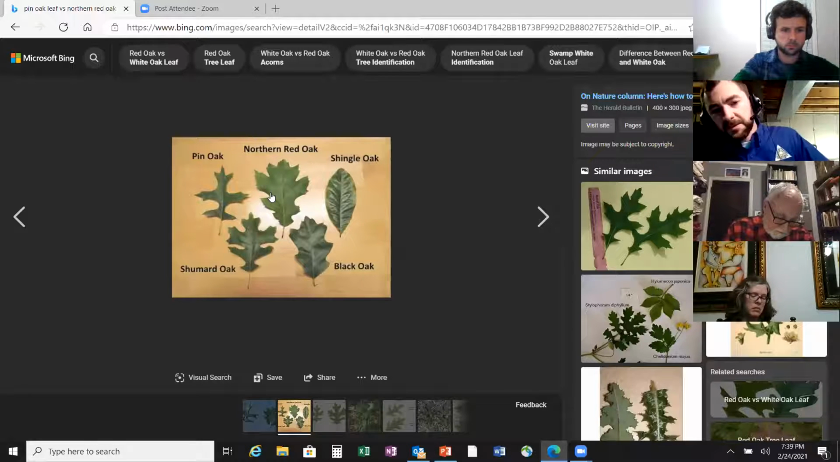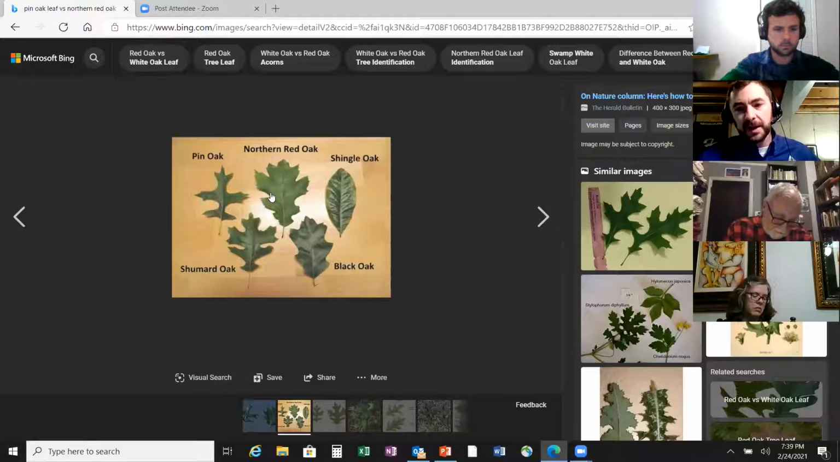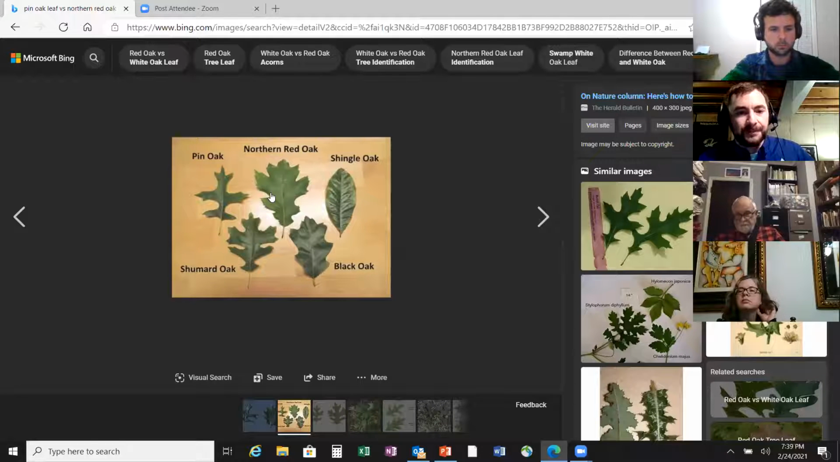So that's where sometimes it can be good to look at the bottom of a tree and see some of those leaves on the ground and maybe use them to get in the ballpark. But you don't want to just rely on that, because a black oak leaf can be similar in size to a red oak leaf.